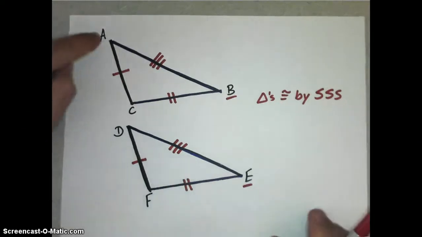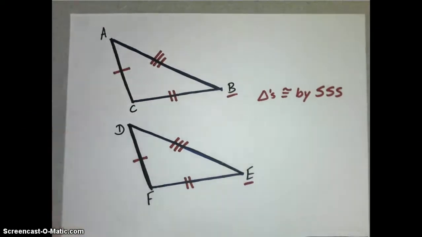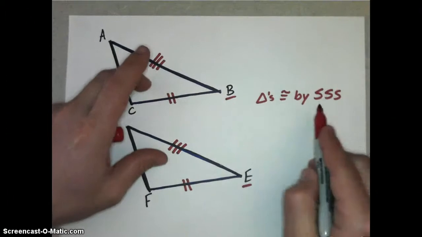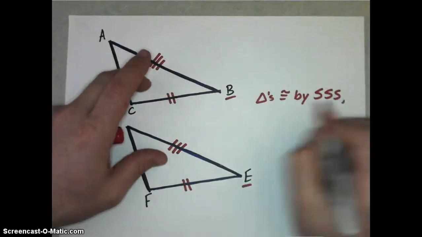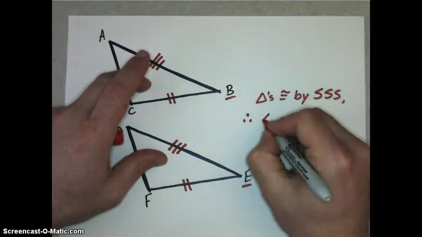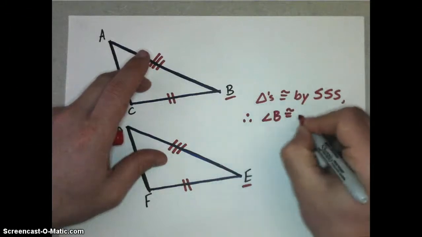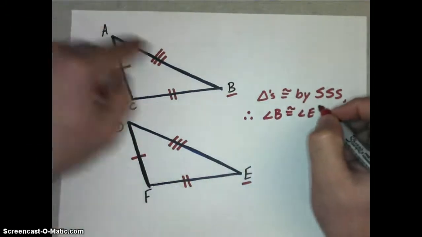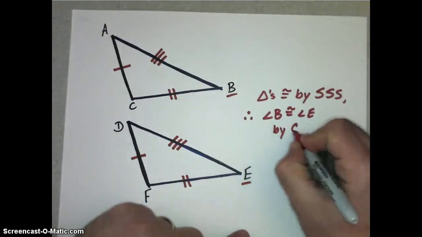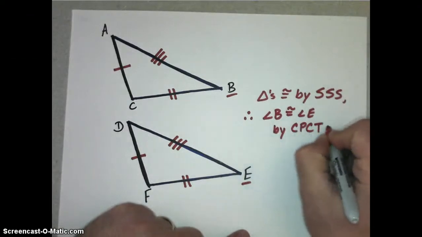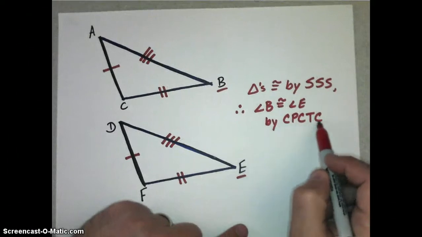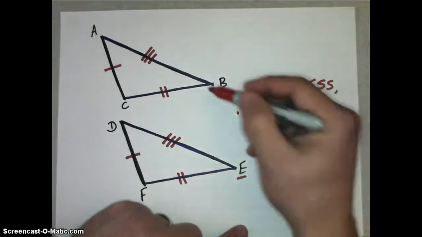Well, since I know nothing about any of the other angles, I can't just prove the angles are congruent any other way. But since I know the triangles are congruent by side, side, side, remember this symbol means therefore, angle B is congruent to angle E, because those are in the corresponding place of the two triangles, by CPCTC, which stands for corresponding parts of congruent triangles are congruent. And that's how those individual parts.